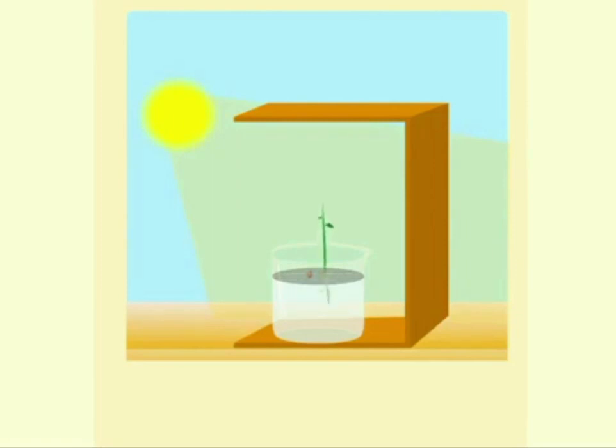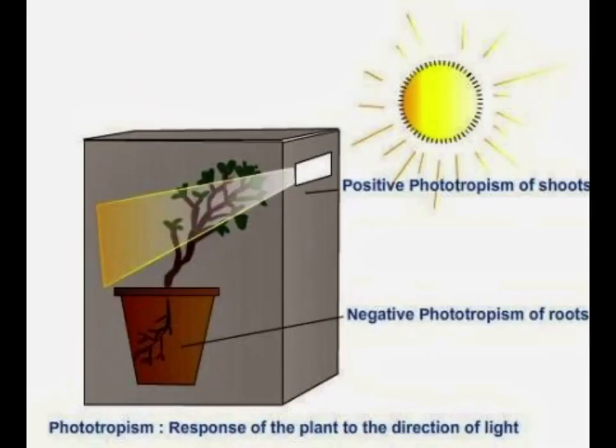After 2 or 3 days, we can notice that the shoot bends towards light and the roots away from the light. The bending of shoot towards light is positive phototropism and the roots moving away from light is negative phototropism.